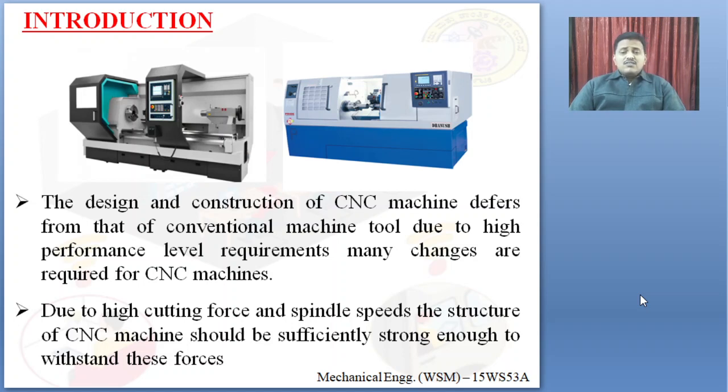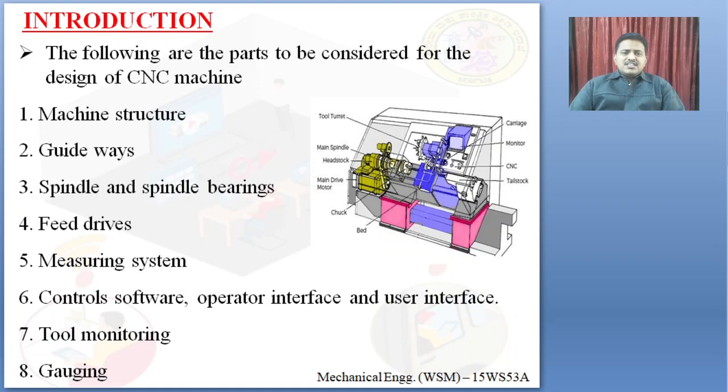So due to high cutting forces and spindle speeds, the structure of CNC machines should be strong enough to withstand these forces. If it withstands the forces, its accuracy will be very high, precision will be very high, and repeatability will be good. But if it is not able to withstand these forces, it results in vibrations, and these vibrations cause defects and errors during measurements, because the equipment is fitted on the machine itself. So let us see the introduction.